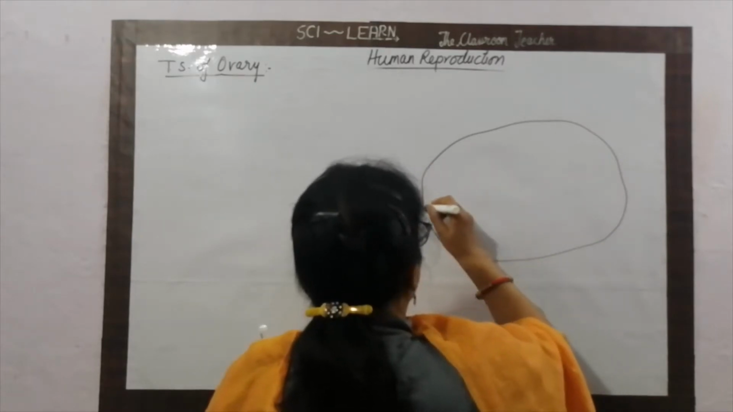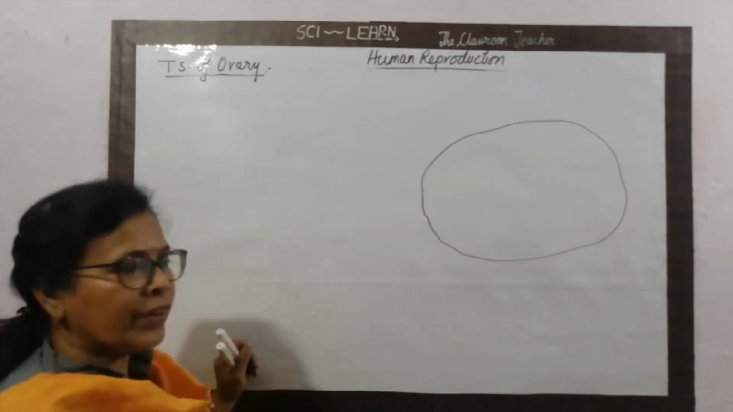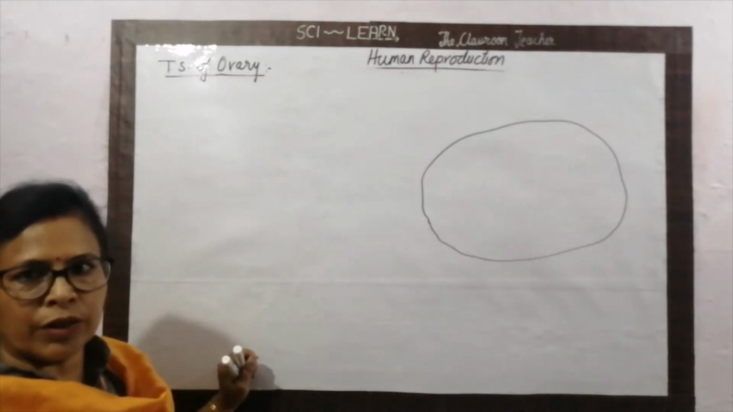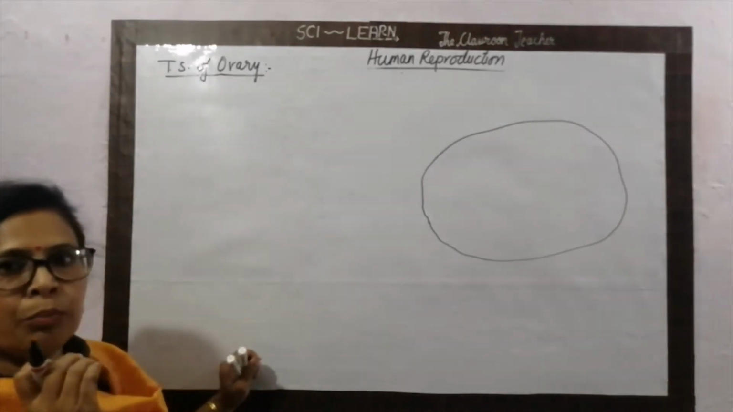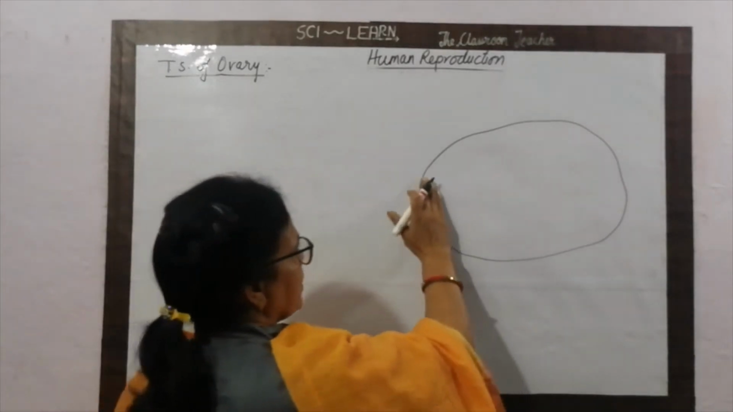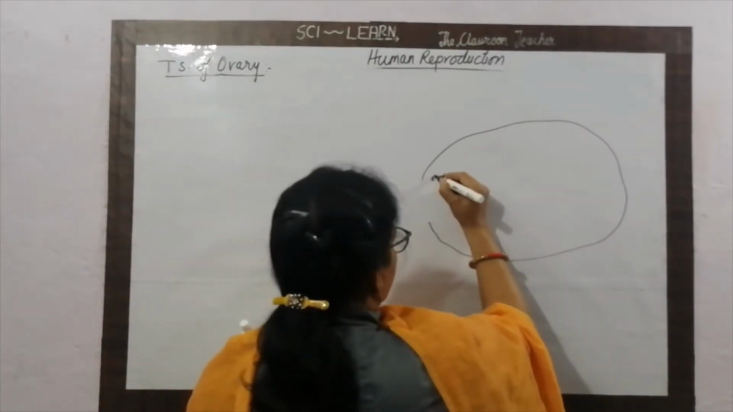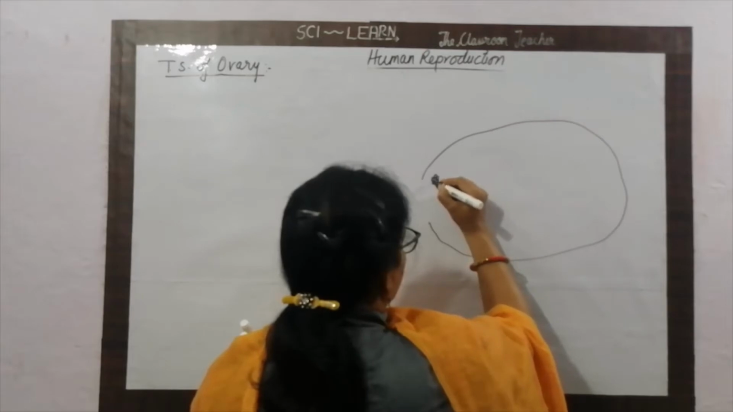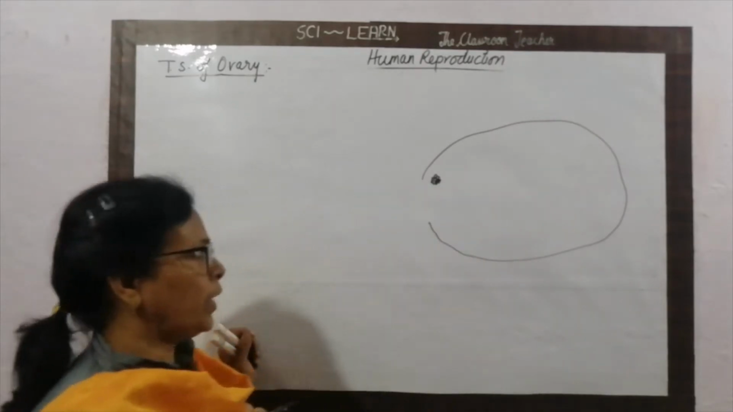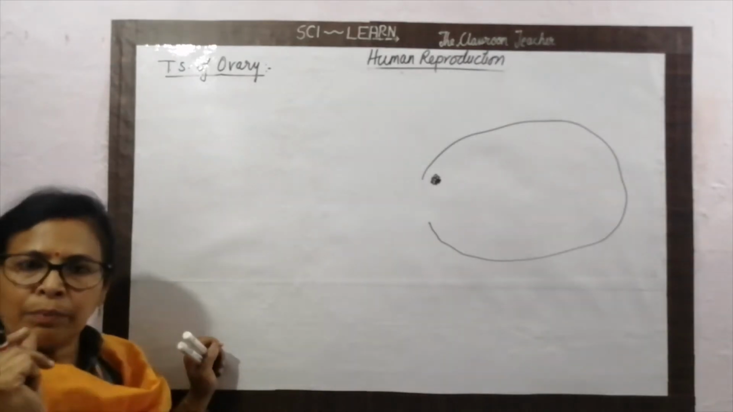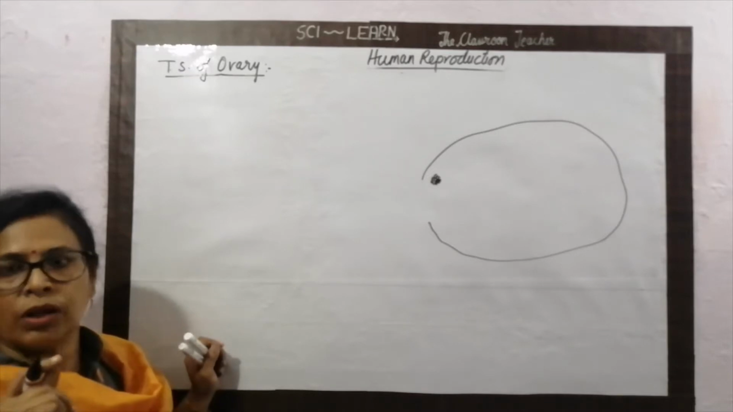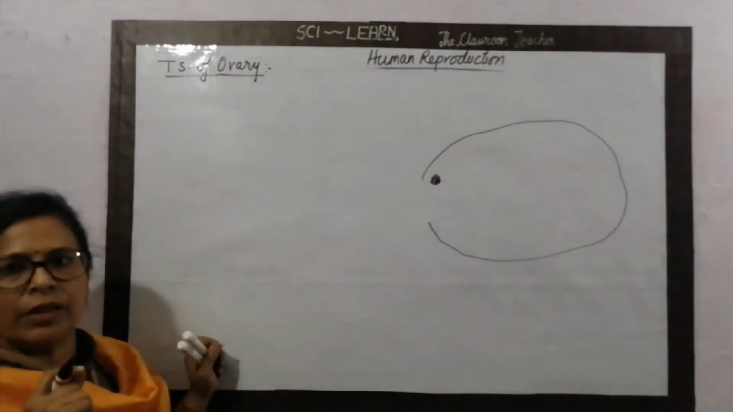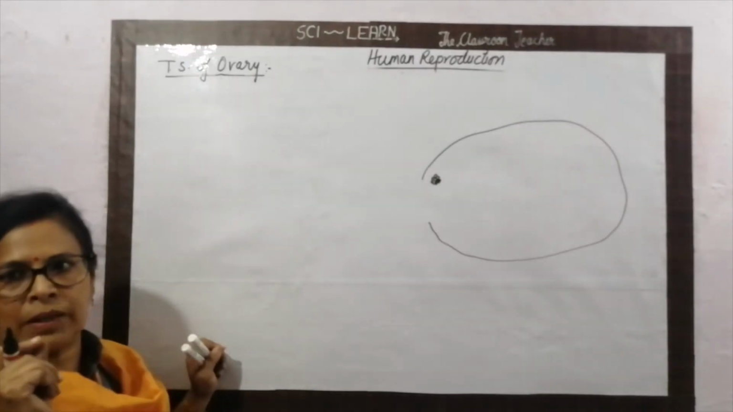This is the ovary. When we cut the ovary transversely, it is composed of various small cells. Actually, primary follicles are present here. As we know, one primary follicle develops to form the primary oocyte. Only one primary follicle develops in each month.